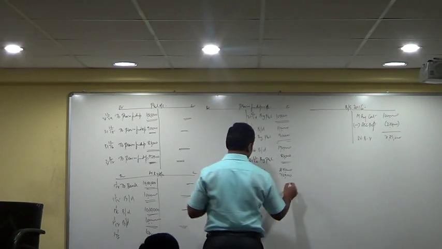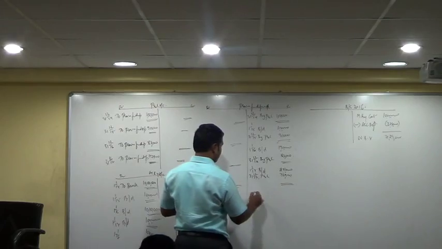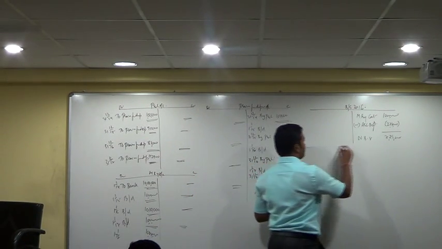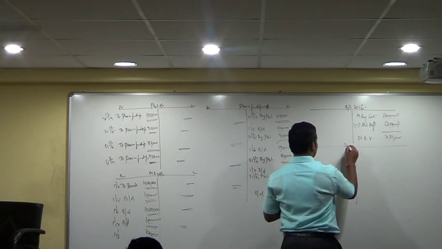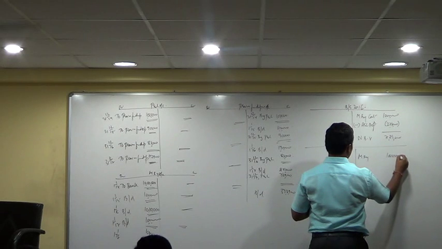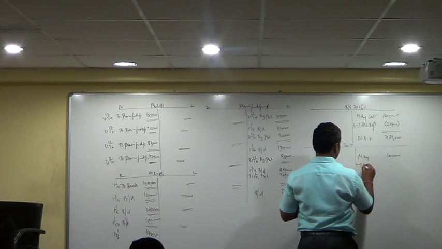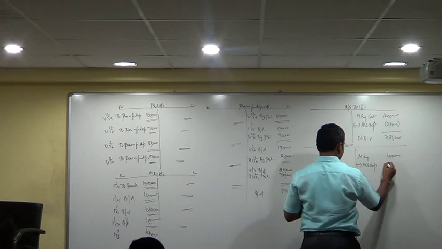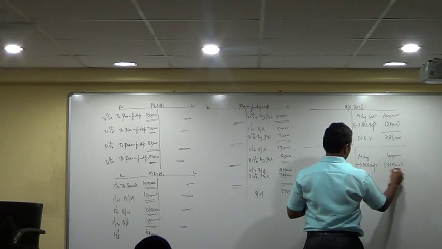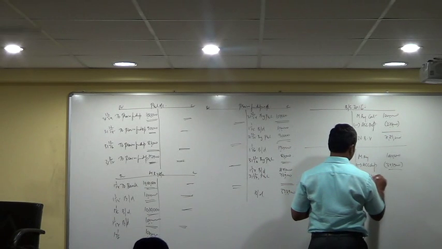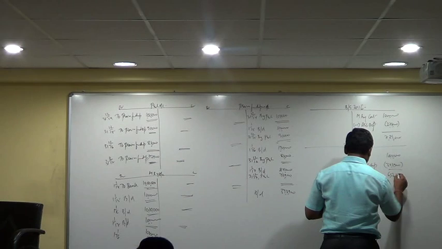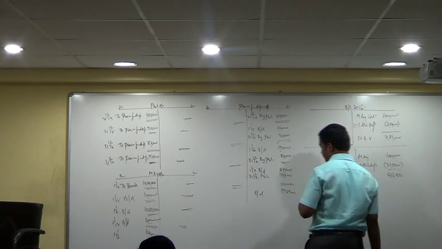How much is the provision showing? Brought down 3,43,900. Balance sheet 2017. Machinery 10 lakh less accumulated depreciation, how much? 3,43,900. Net book value how much? 6,56,100.